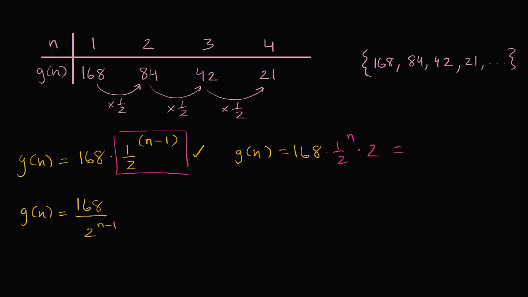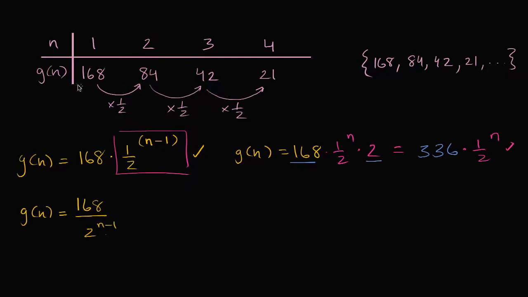So we could rewrite this whole thing as 168 times 2, which is what, 336? Did I do that right? 160 times 2 would be 320 plus 16, 2 times 8. So yeah, 336. And then times 1/2 to the n. So these are equivalent statements. This one makes a little bit more intuitive sense. It kind of jumps out at you. You're starting at 168 and you're multiplying by 1/2 whatever term you are minus 1 times. But this is algebraically equivalent to our original one.